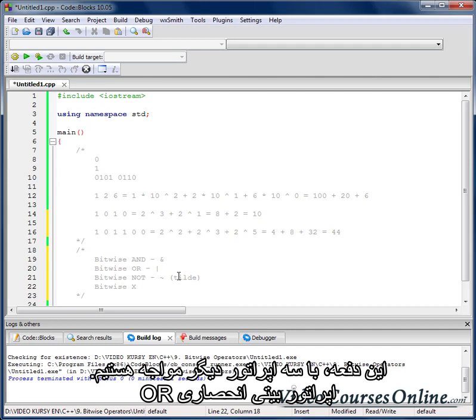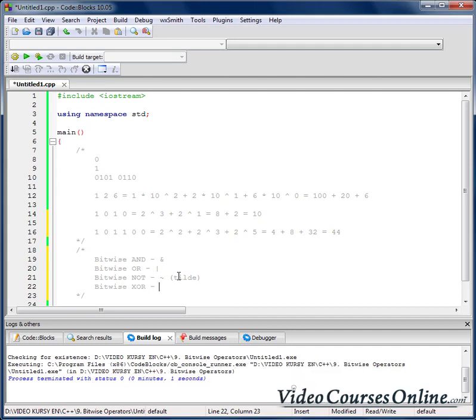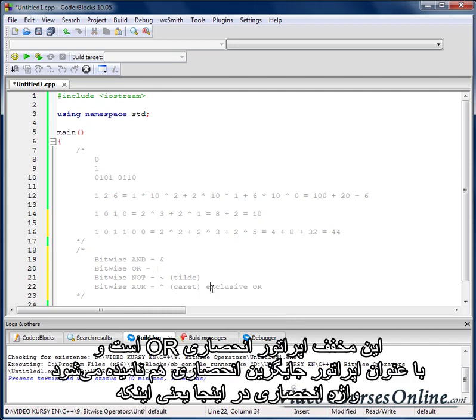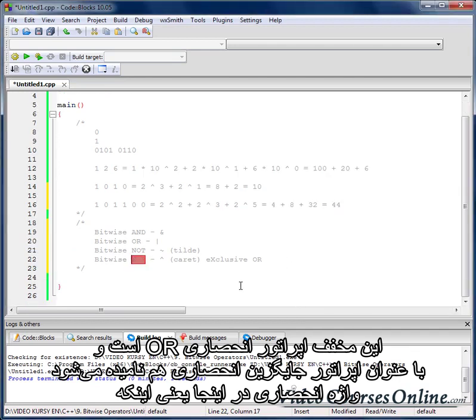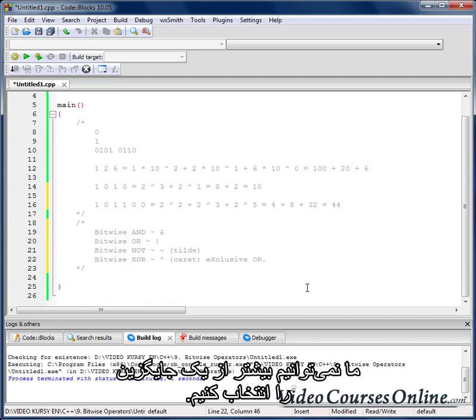Bitwise exclusive OR, which is caret, exclusive OR because it looks like that, right? It's an abbreviation for exclusive OR. And this thing is also called exclusive disjunction. Exclusive means here that we cannot have more than one alternative to choose.